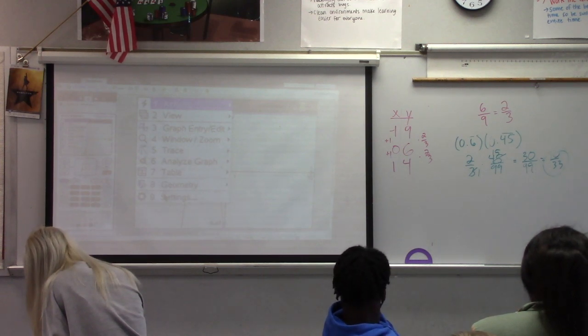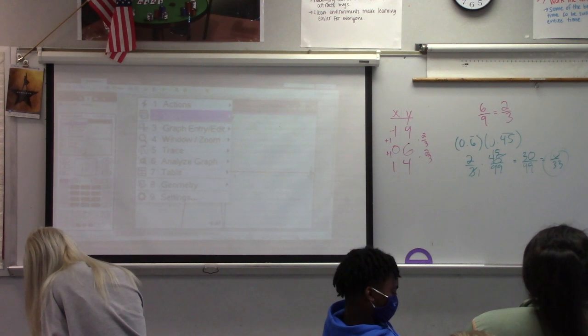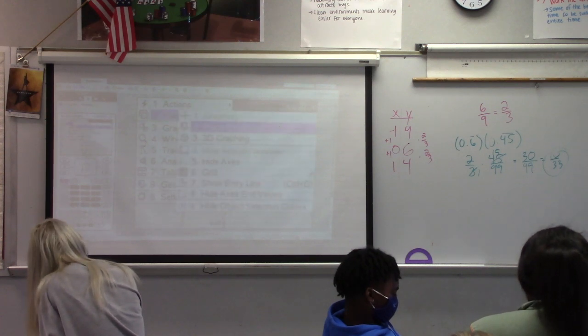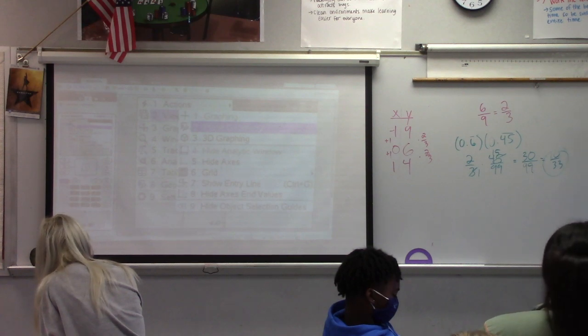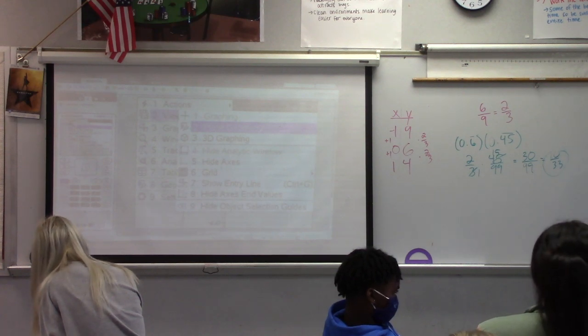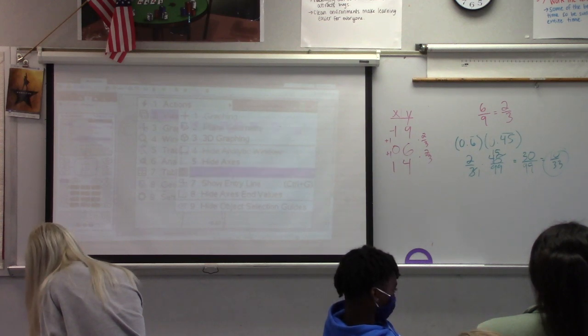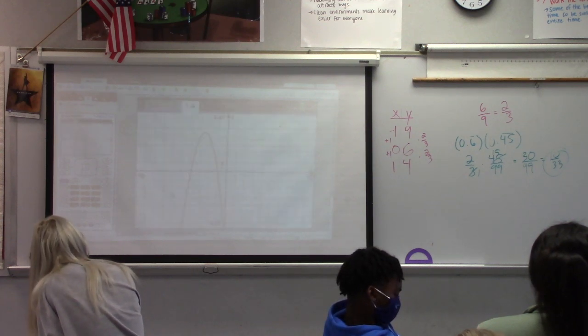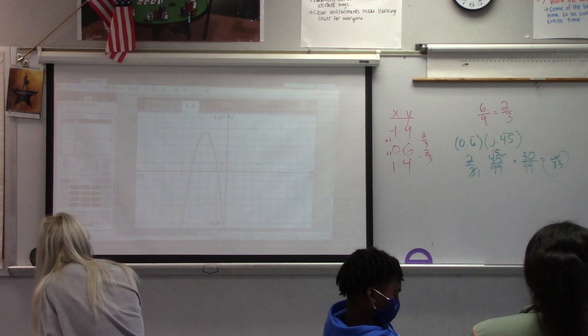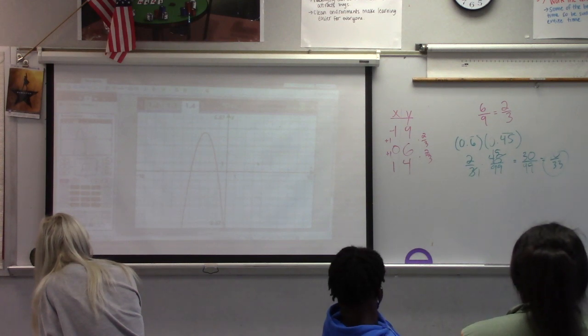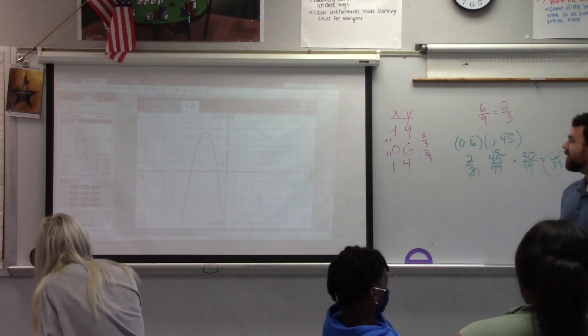Not trying to analyze it, but change the view. Anyone see where we might be able to add the lined grid? Grid. Okay? Please look at your options. They've named these things for a reason. Go to grid and then lined grid. Man, that's still not great, is it?